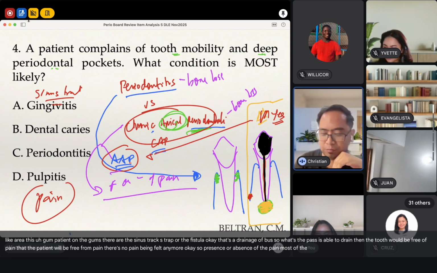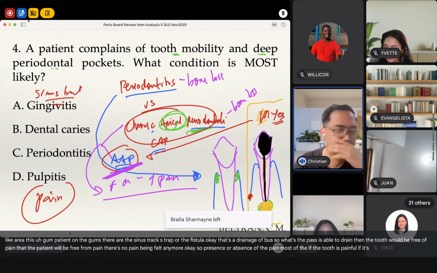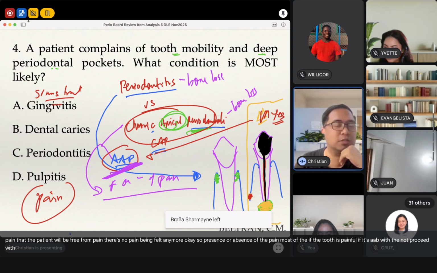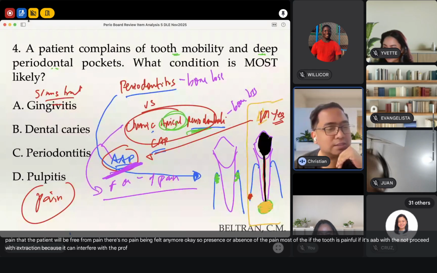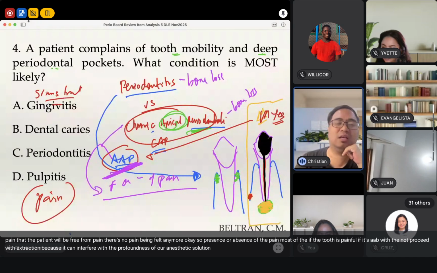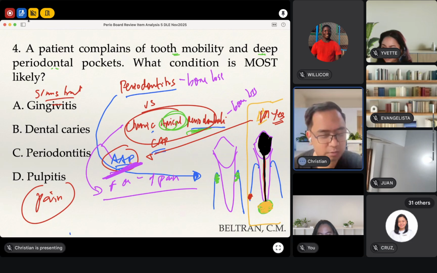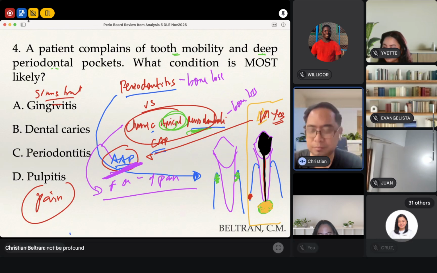Most of the time, if the tooth is painful, if it's AAP, we do not proceed with extraction because it can interfere with the profoundness of our anesthetic solution. Hindi tayo nag-exo. Hindi tatalab yung anesthesia. Okay? Anesthesia will not be profound because the area is acidic.